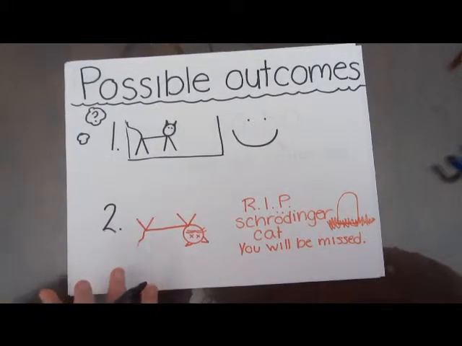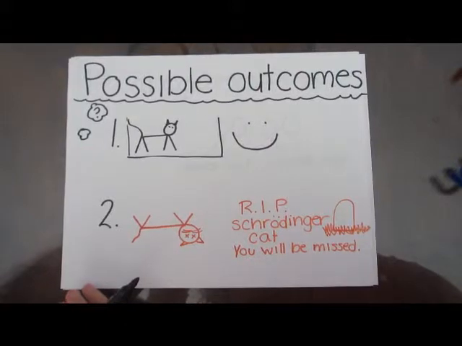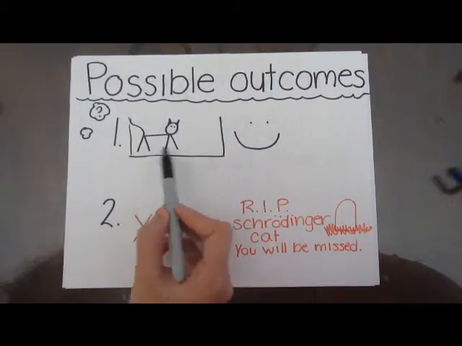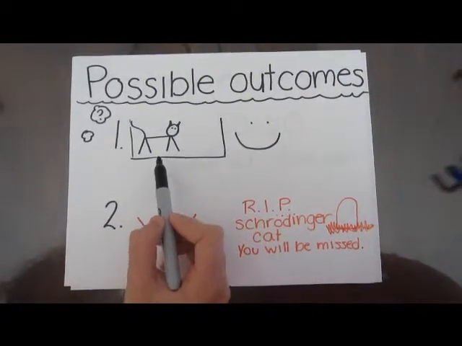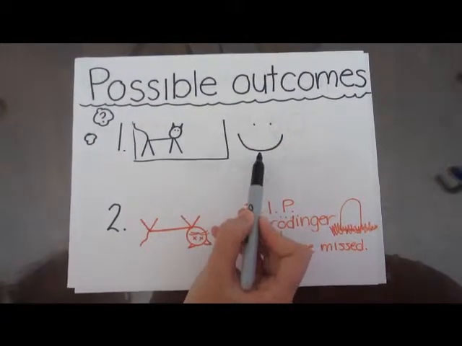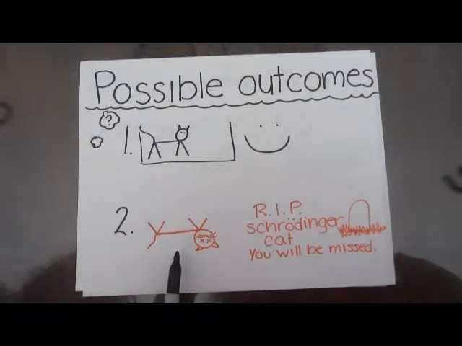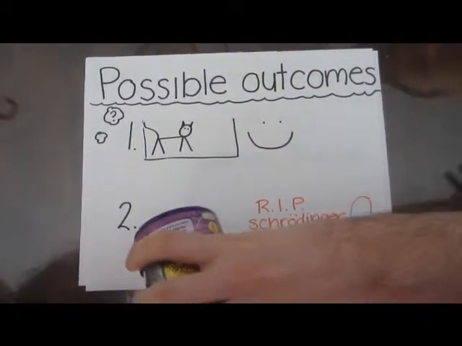Within that hour, you had two possible outcomes, if of course you were to open the box. The first is that the cat goes about its normal activities within the box. It's alive, it's happy, the vial does not go off. The second outcome is that the cat dies. Poor Schrödinger's cat.